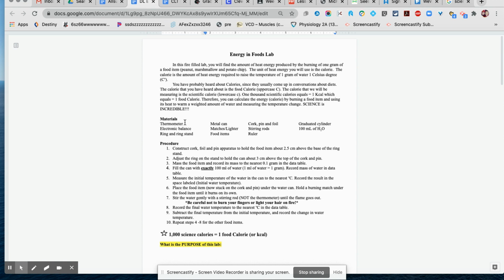If we had been doing this in class, we have a warning to make sure that your fingers are not in the way and that we pulled all our hair back so that we don't ignite any of those other unintended items.